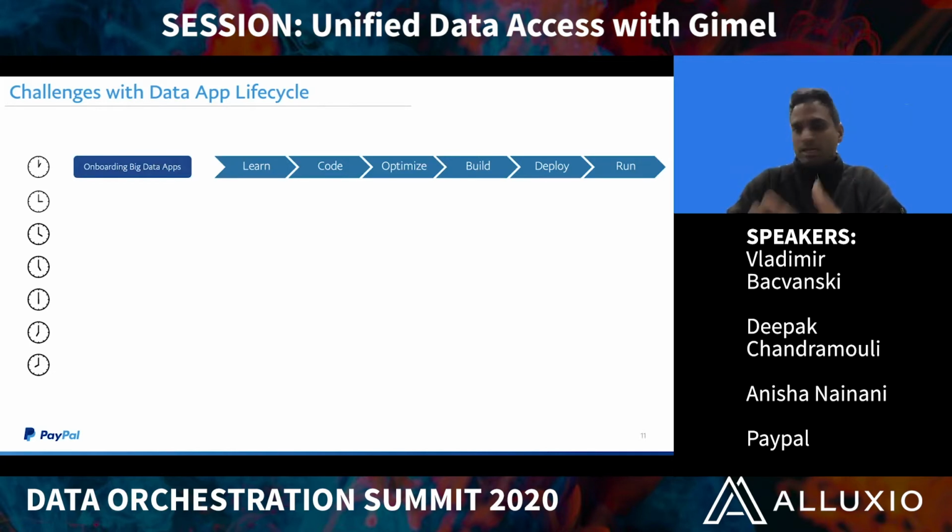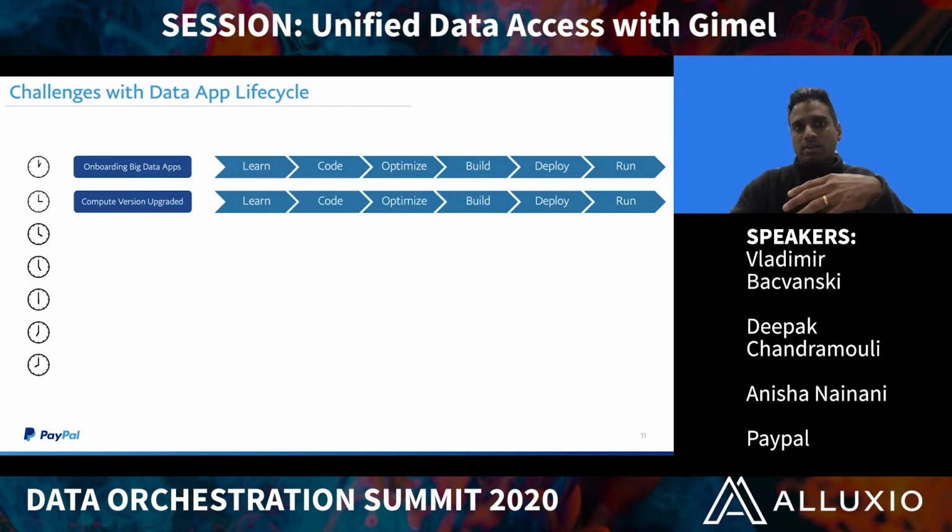Once we have this application running at scale, there are a lot of changing parameters. Let's say the compute version changed. We are operating on Spark 1.6 and then we want to move over to Spark 2.3, or we are moving over to Spark 3. Then some of the constructs on which the code has been built break, resulting in this whole life cycle again. Basically, the data engineer needs to go through this entire life cycle of learning, coding, optimizing, deploy, and run.